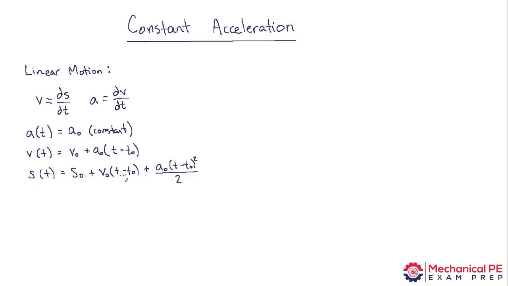So if you have the amount of time since the initial time, let's say it's 3 seconds, then that's what you're plugging in every time you see this t minus t sub 0. So you may see shorter versions of these formulas written in some locations, but this is how they write it in the reference handbook. So I want to stay consistent with that.